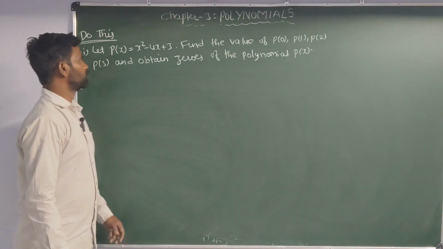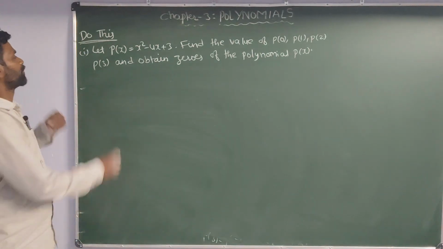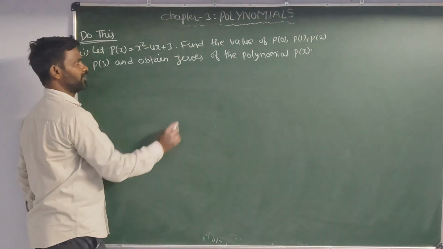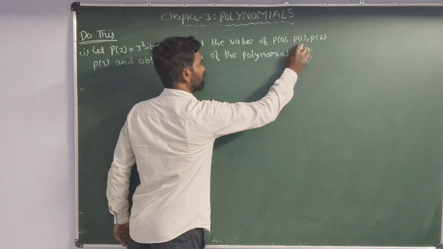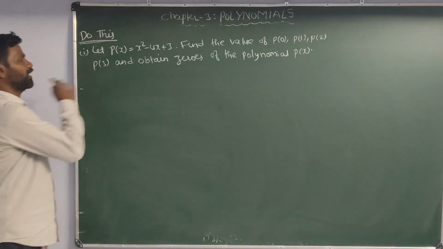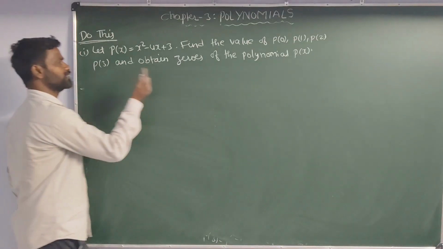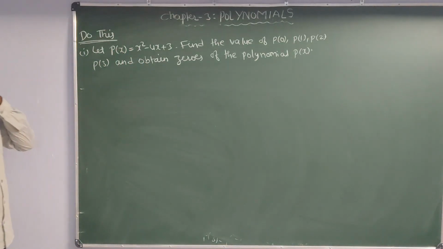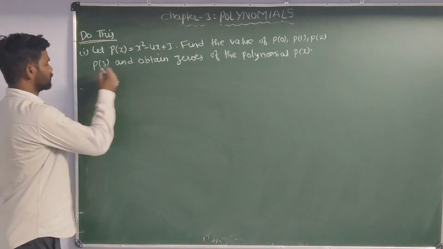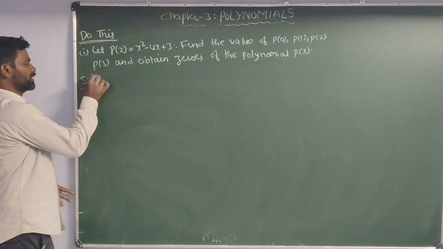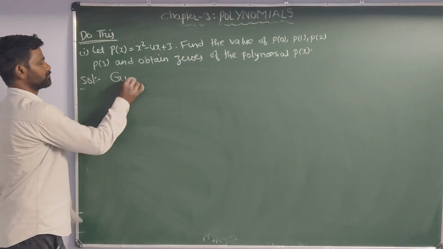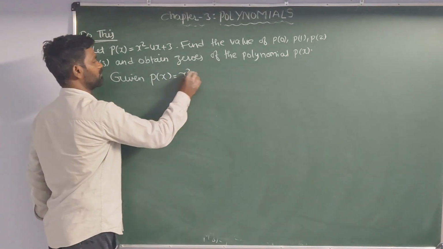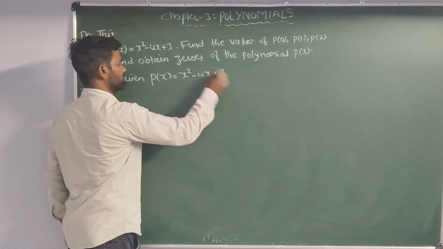Okay, students, next to do these questions. In that first one, let P of x is equal to x square minus 4x plus 3. Find the value of P of 0, P of 1, P of 2, P of 3 and obtain zeros of the polynomial P of x. Okay, two questions are given in single question. So let us write solution. Given P of x is equal to x square minus 4x plus 3.